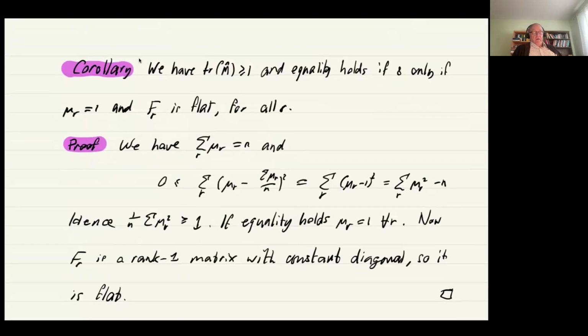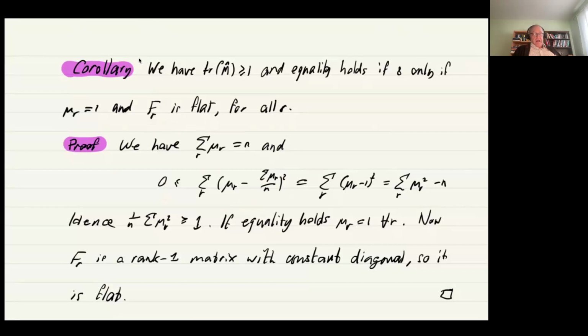Now the corollary in some sense is more useful. So we have that the trace of M hat is always at least 1, and equality holds if and only if the multiplicities are all equal to 1 and each spectral idempotent is flat. Okay. So we have that the sum of the multiplicities is equal to n, and so we get 0 is less than or equal to this sum of squares.